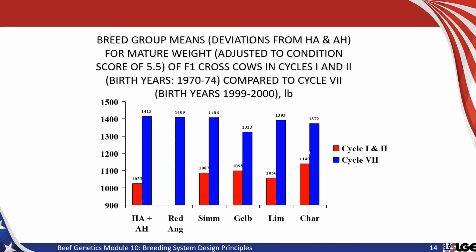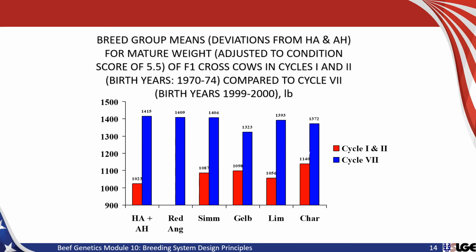Let's look at how breeds compare. This is from data from the U.S. Meat Animal Research Center in Clay Center, Nebraska, where females were contrasted for mature weight. The females, denoted by the red bars, were born in the early 1970s, whereas those represented by the blue bars were born in the late 1990s to early 2000s. Mature weight is on the vertical axis in pounds.